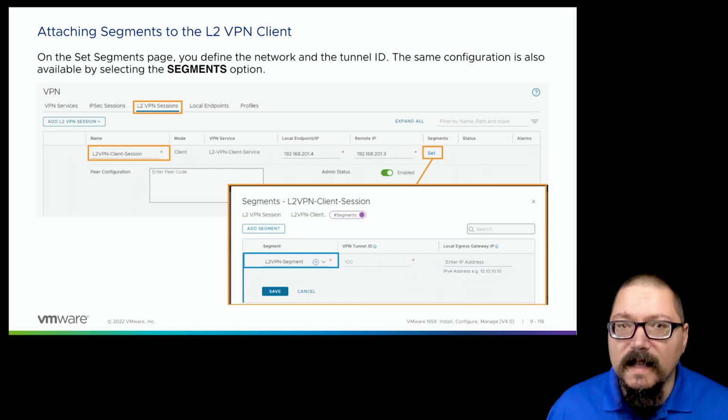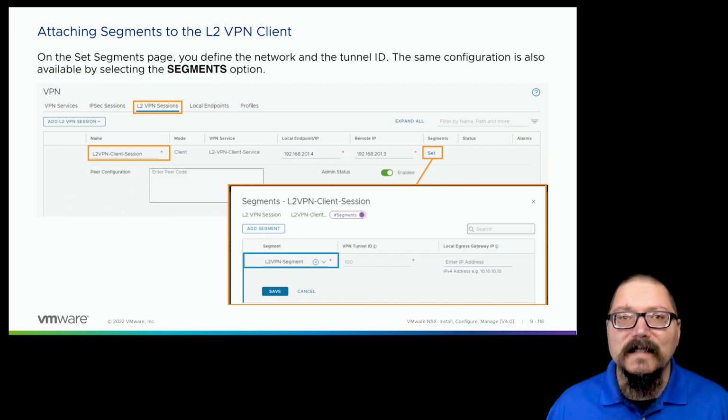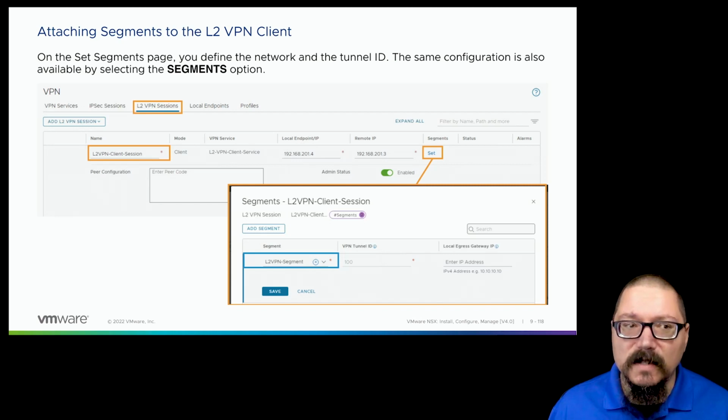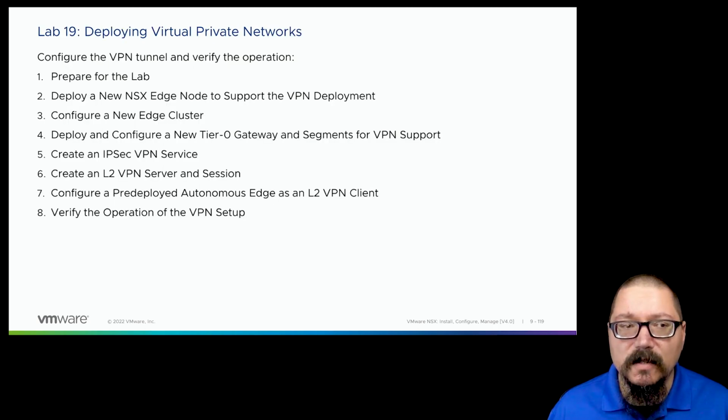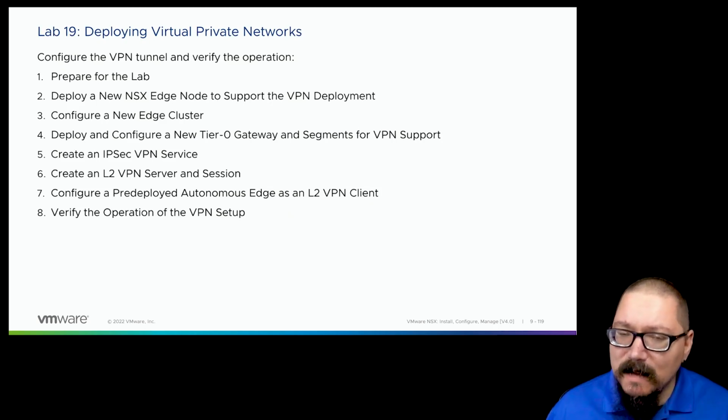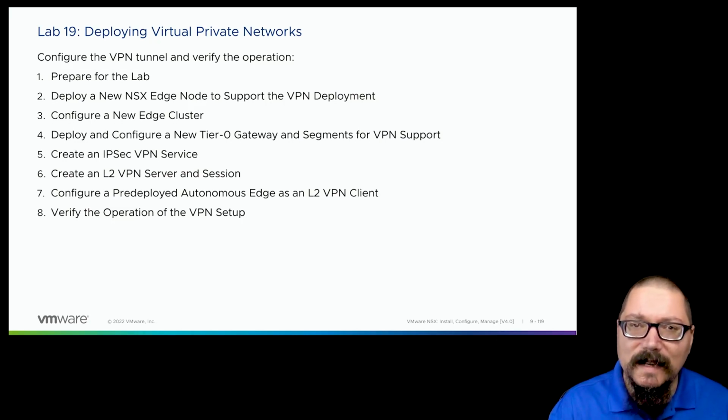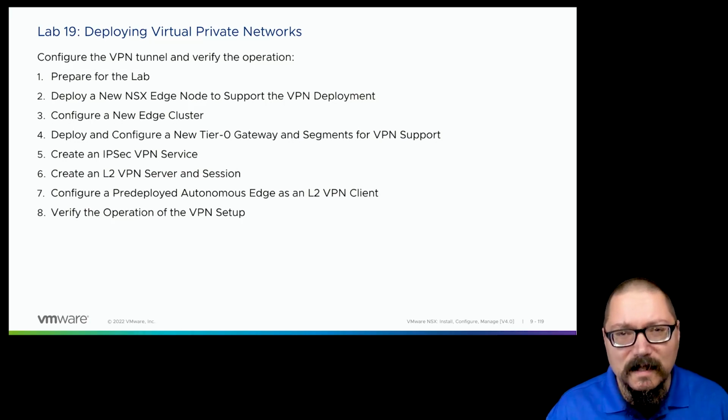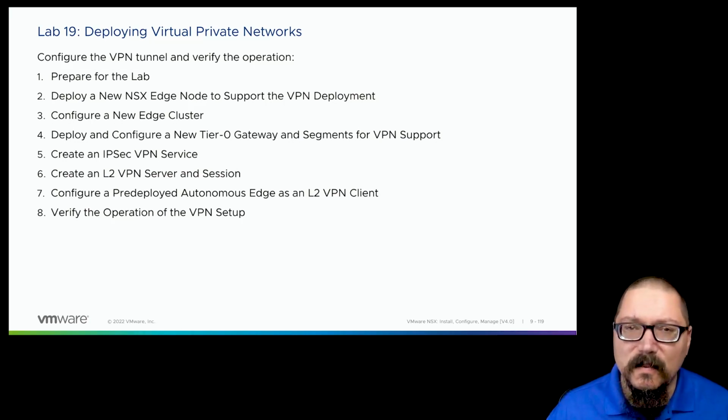On my client side, I'm going to do exactly the same thing to configure my segments as I did on the server side, where I can either go into the segments UI or I can go in the VPN service and go to set my segments and define them all here in the L2 VPN UI. That's your choice. And so that's all there is to it. When it comes down to it, setting up a layer 2 VPN client and a layer 2 VPN server are nearly identical workflows. There's a little bit in the detail that's different, but they're pretty similar.